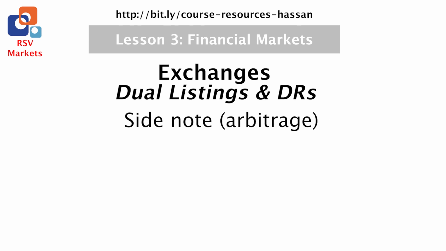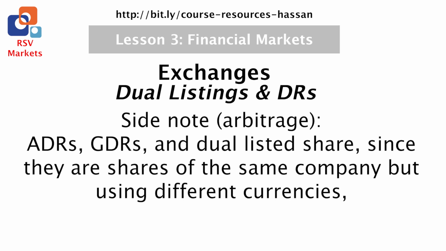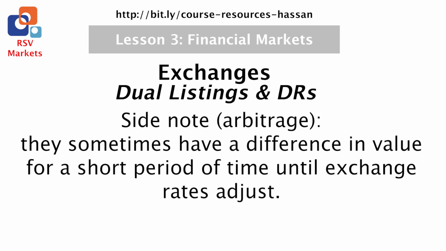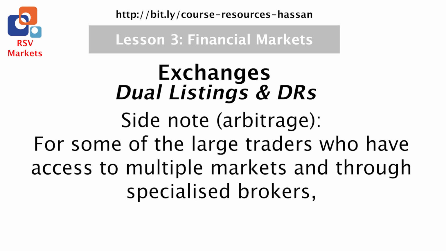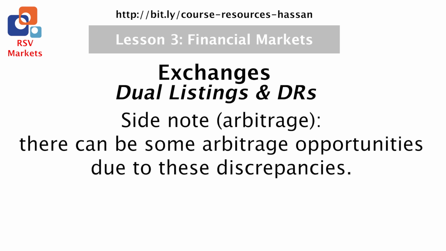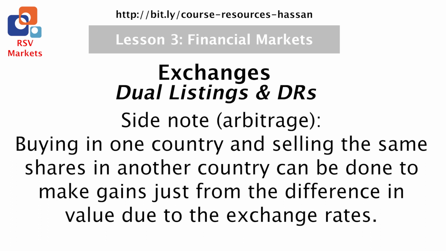Side note, arbitrage. ADRs, GDRs, and dual listed shares, since they are shares of the same company but using different currencies, sometimes have a difference in value for a short period of time until exchange rates adjust. For some of the large traders who have access to multiple markets and through specialized brokers, there can be some arbitrage opportunities due to these discrepancies. Buying in one country and selling the same shares in another can be done to make gains just from the difference in value due to the exchange rates.